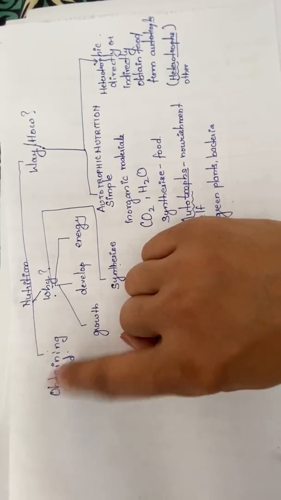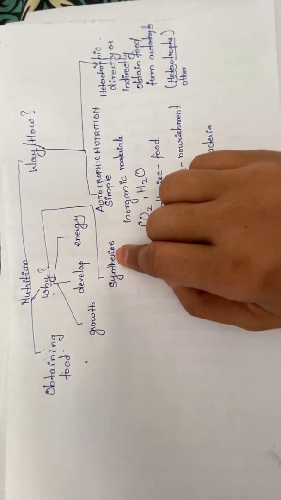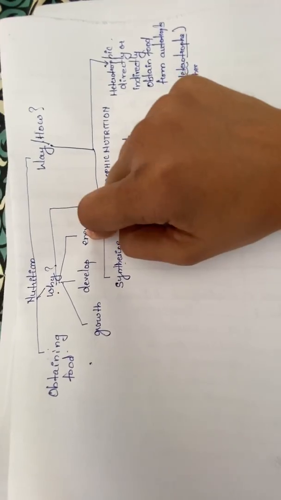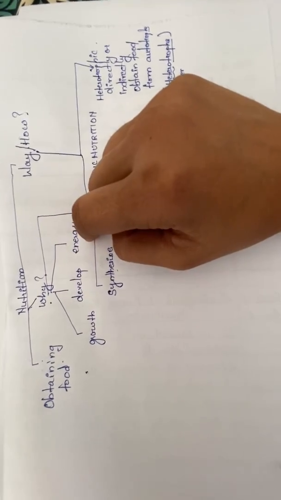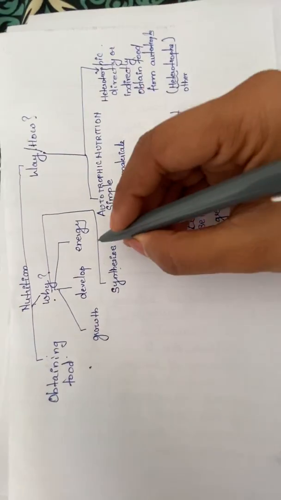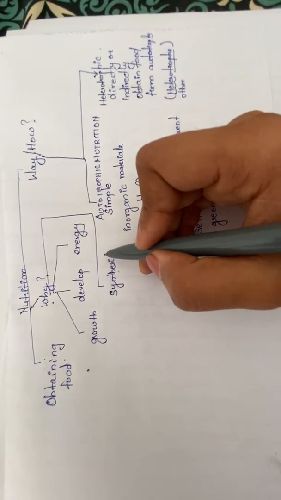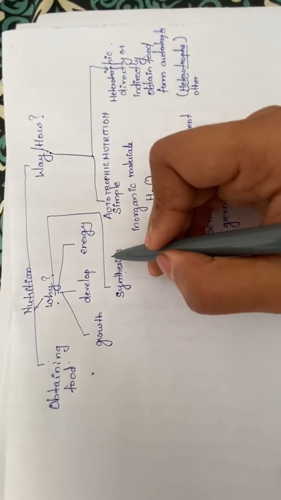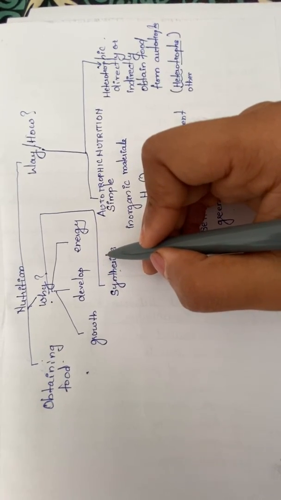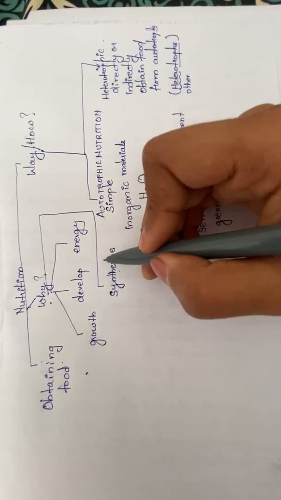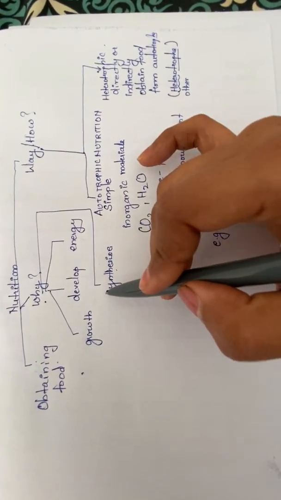So I hope this is clear that nutrition is a process by which organisms obtain their food. Why organisms obtain food? For growth, for development, for synthesizing materials, and for obtaining energy. To carry out various processes in our body, we require energy. Even if we are not doing anything in particular, for example, an organism is just sleeping, still the life processes, the processes which are there in the body are continuously going on. Therefore, organisms need food.